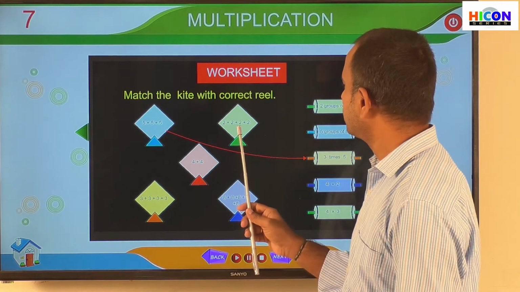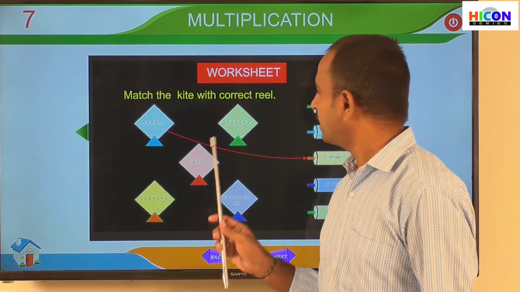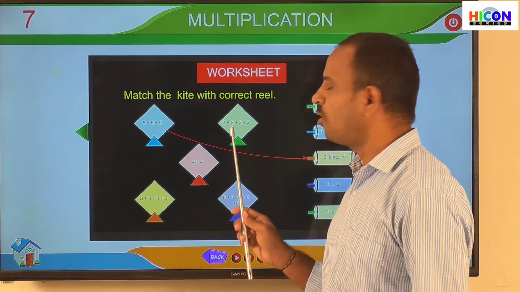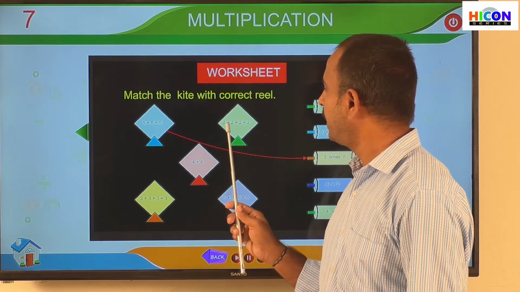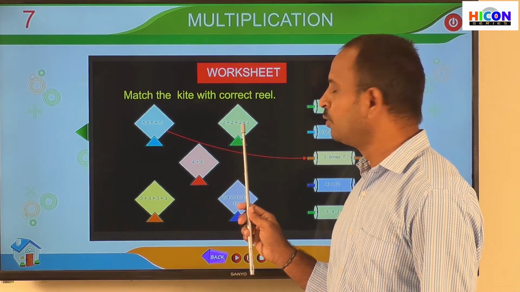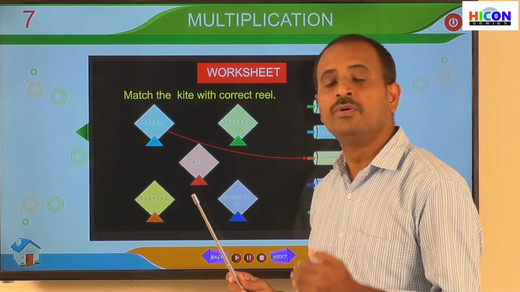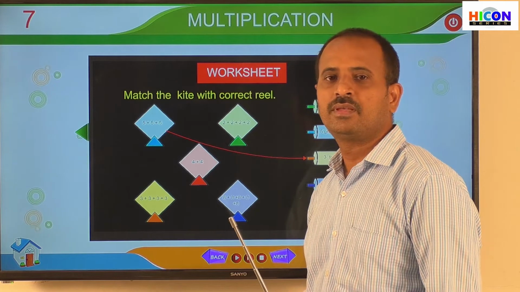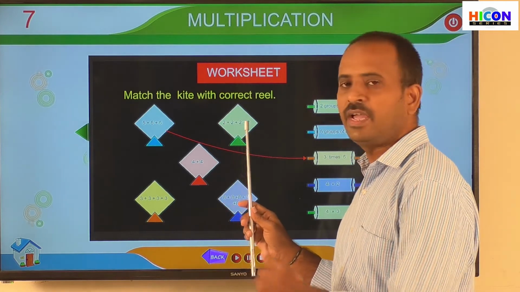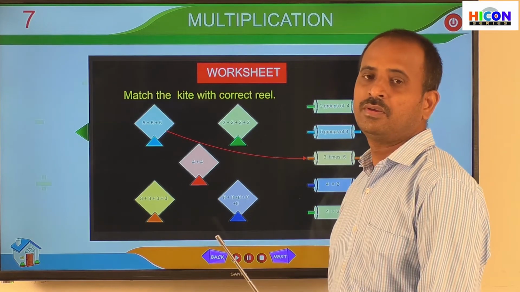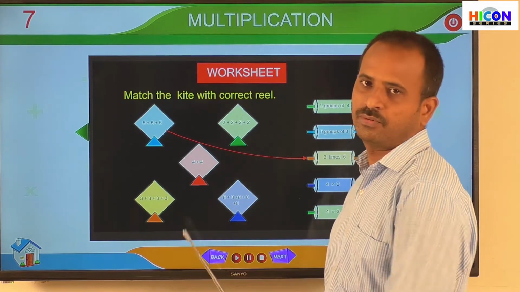So children, see the second kite. In the second kite, you are observing the number 2 added how many times? So 2 plus 2 plus 2 plus 2. That means the number 2 is added 4 times. That means 4 times 2 or 4 groups of 2.